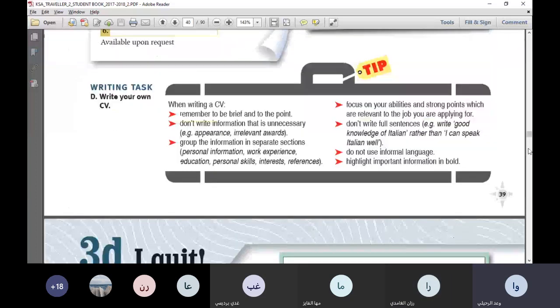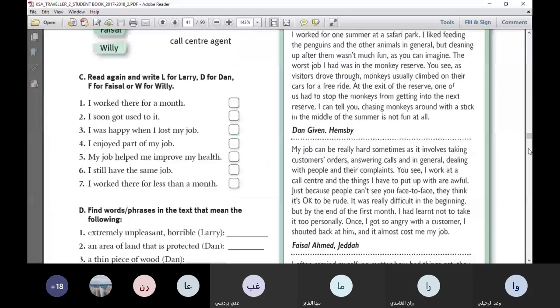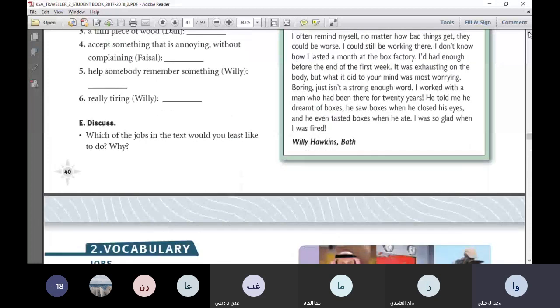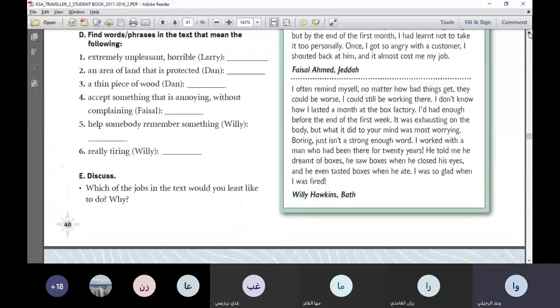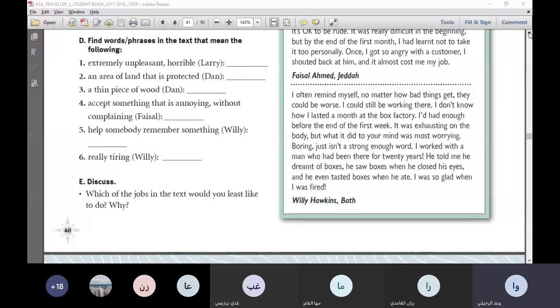Okay, now let's move on. In this lesson we have this exercise D. I think it was homework, I don't remember. Find words or phrases in the text that mean the following. Extremely unpleasant and horrible. What is the meaning of that? Did you do this exercise? I did it, but I can't read the word. It starts with D.